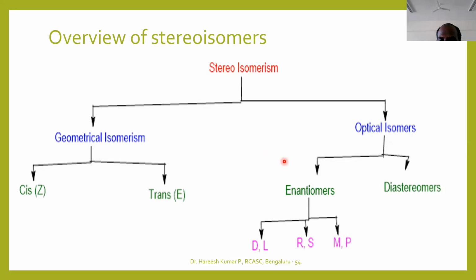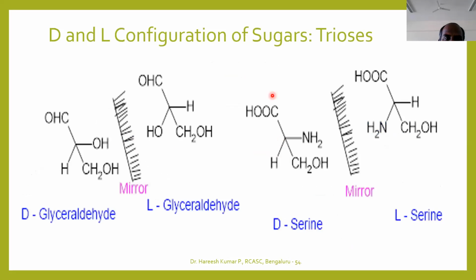Okay, so I will go to the next slide. Here I am taking the D and L configuration of sugars. So sugars means the starting one is trioses.